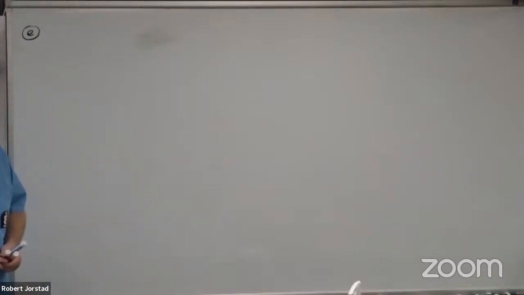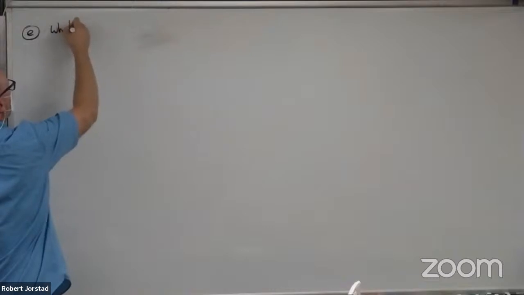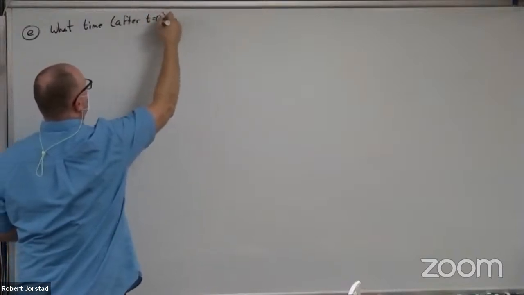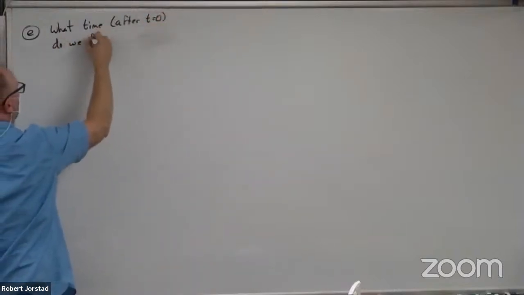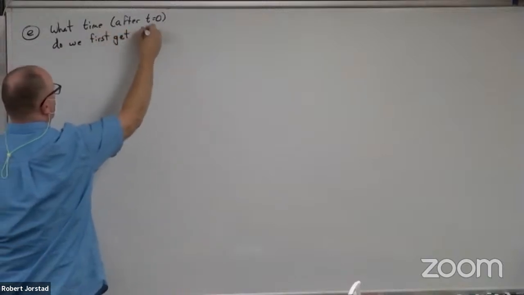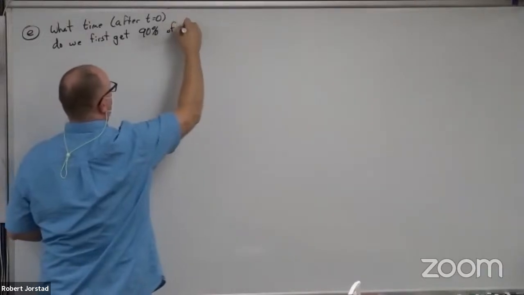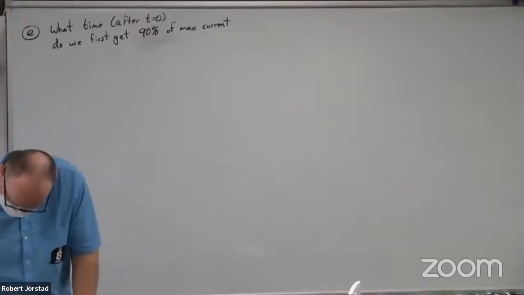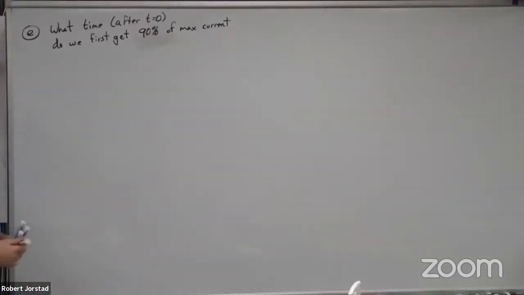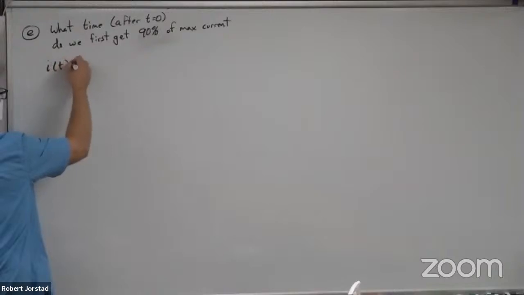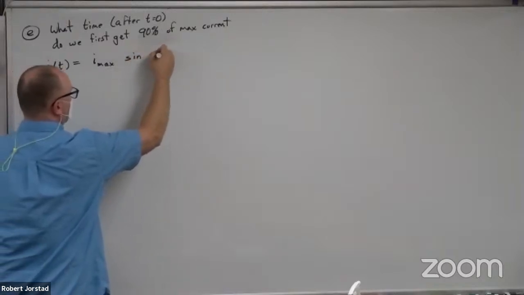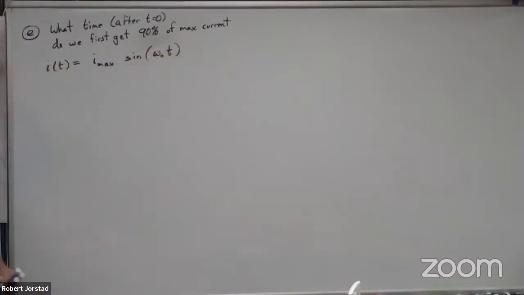In part E, we're supposed to get what time after t equals 0 do we first get 90% of max current? That's basically the question, something like that. Any ideas what I should do? Use the function of time. Use I of t equals I max sine of omega naught t, right? How could I use that?